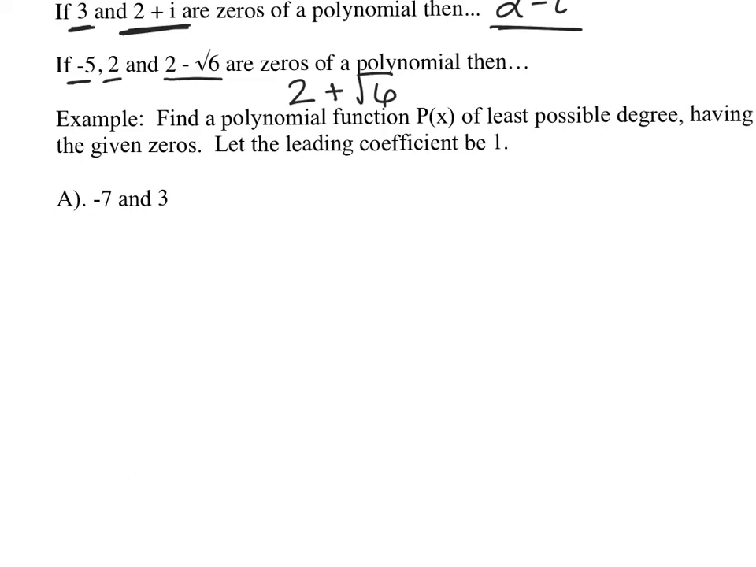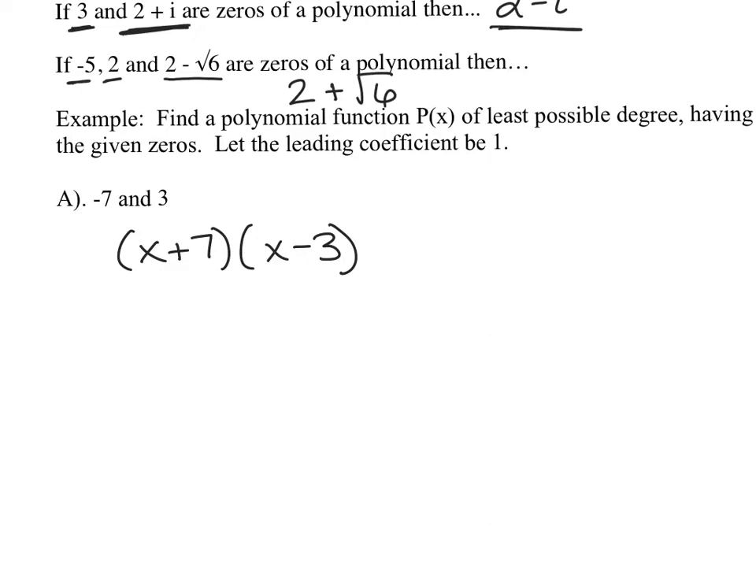So we have the numbers of x minus 7, or x is equal to -7. So that would have come from x plus 7. Then we have x minus 3. So then we can go through and FOIL and distribute everything out.